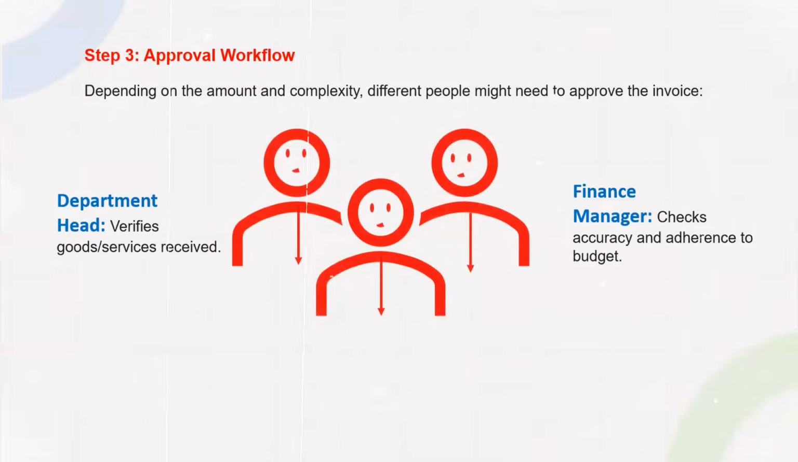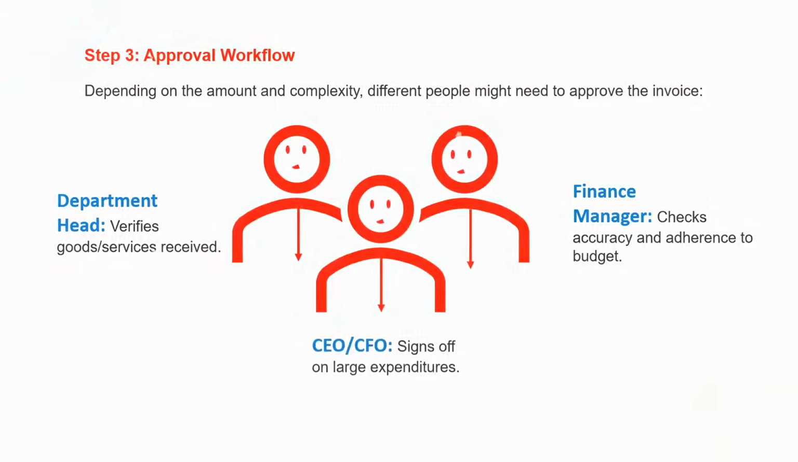So what kind of people may they be? It could be a department head or a manager who verifies the goods or services received, or it could be a finance manager who checks the accuracy and adherence to the budget. And lastly, if the amount is very huge, it can go for approval from a CEO or CFO as well.